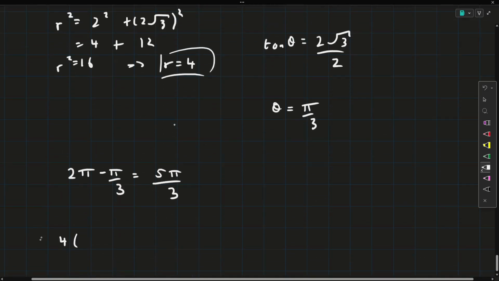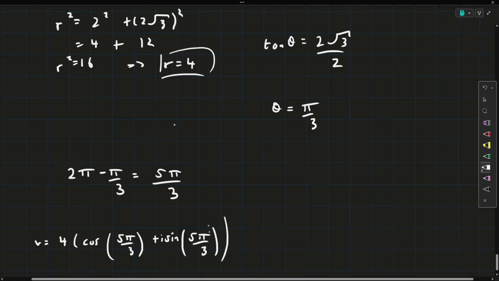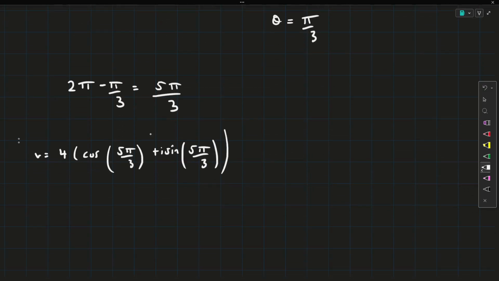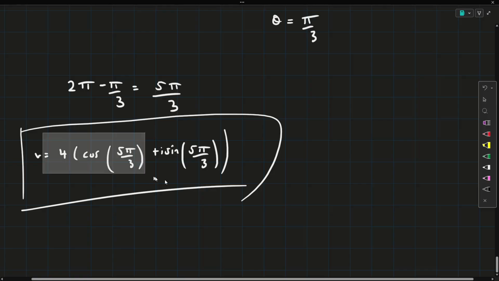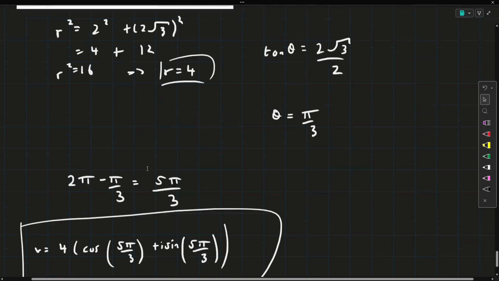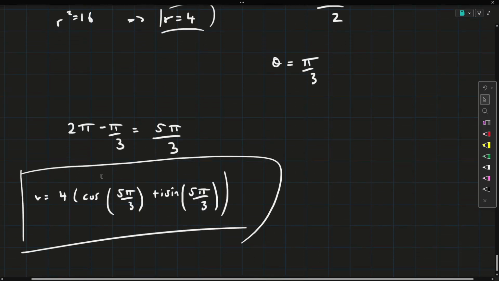This is the complex number v. So v will be equal to 4 times cos of 5 pi over 3 plus i times sine of 5 pi over 3. And you can multiply that out just to make sure that we did it right. When you multiply this out, you should get the same original complex number, because we're still writing the same complex number. We're just writing it in a different way.